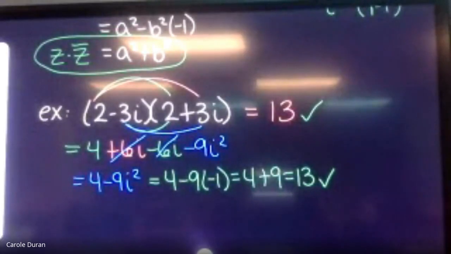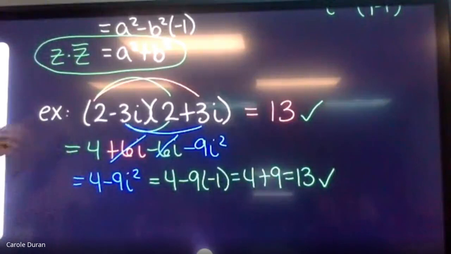So we have proven that it works. We've done an example that again proves that it works. So now if I ask you to multiply a complex number and its conjugate together, you don't have to FOIL it because you know the shortcut. It works on everything, no matter. Anytime you're multiplying a complex number and its conjugate together, it'll work. That's great. I'm picking up what you're putting down.